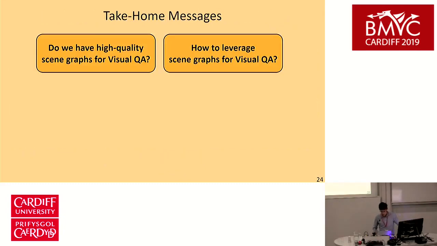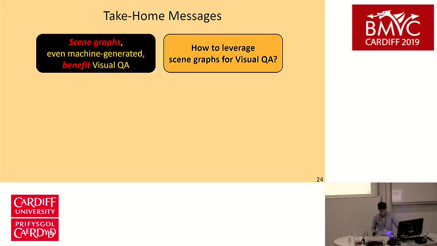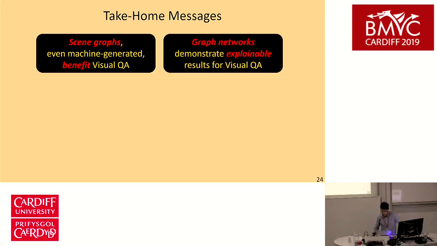So for conclusion, the question we asked before: do we have a high quality scene graph for VQA? The answer is yes. Machine generated scene graph is good enough, and human annotated scene graph is even better. And how do we leverage them? Graph network seems to be a good option, and because it outputs another graph, it can help us understand the relations between objects as explainable results.